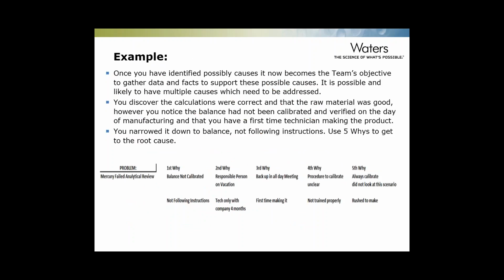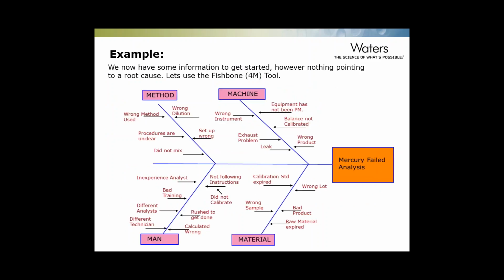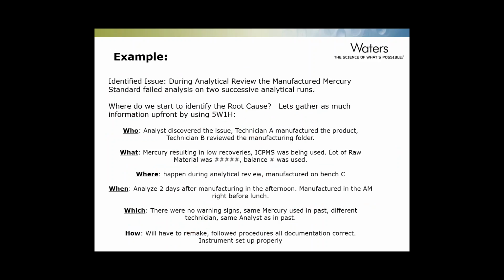As we go back, we say, okay, let's look at our calibration log for that balance. And we find out that the balance was not calibrated and verified on the day of manufacturing, and that you had a first-time technician making the product. Which is also a finding, because initially, if I go back to previous slides, we said who, and we said technician A manufactured the product.